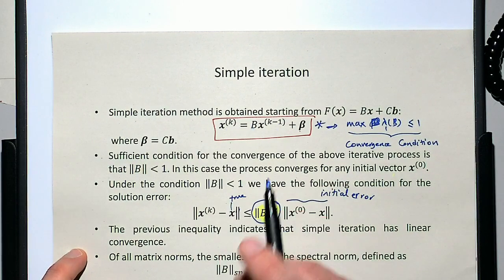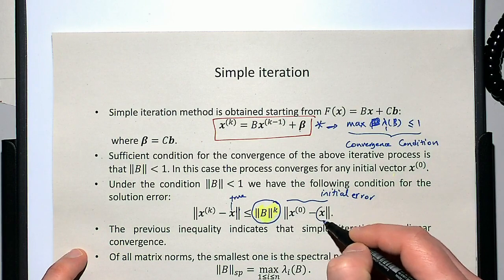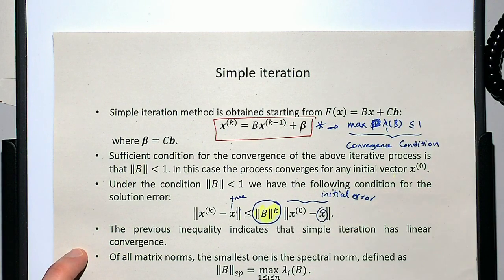Yes, please. How would we actually know what the true value is? Isn't that what we're trying to find? Yeah, exactly. We don't know it. Very, very bright point. So we don't know what x is, but somehow in practice we should find a convergence criterion, and we are going to go through it. So, okay?